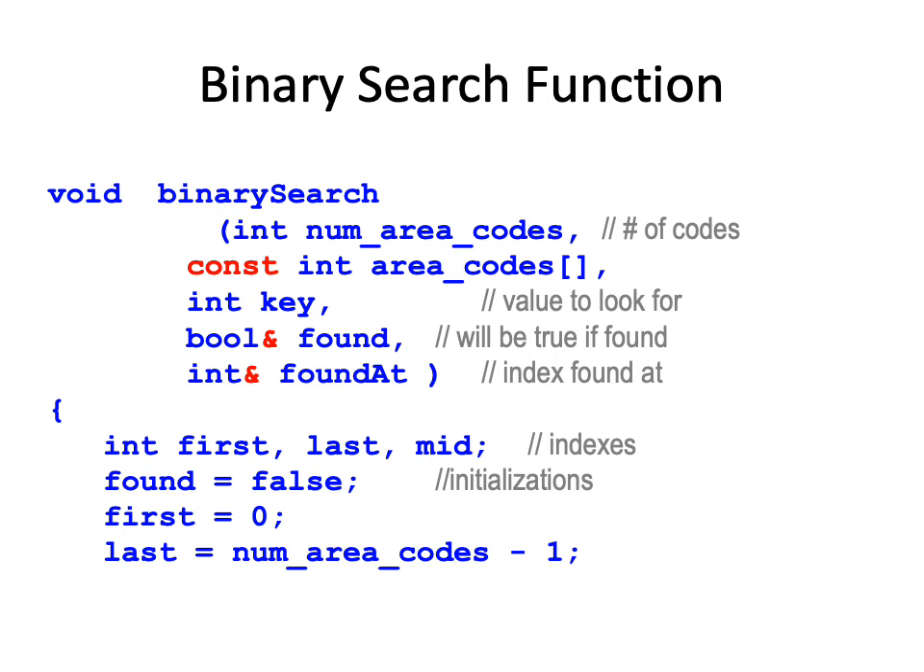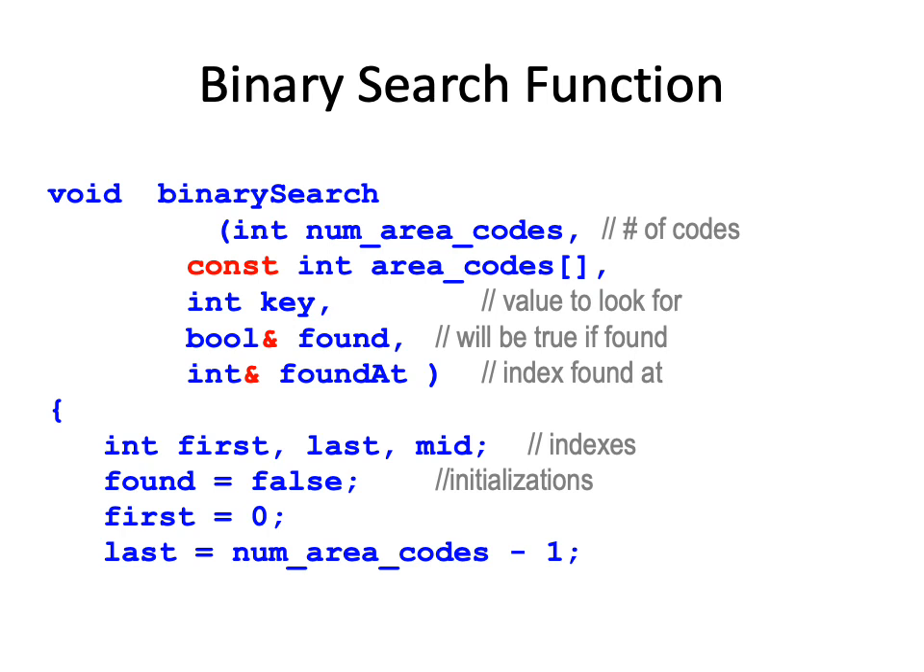The next parameter is const int area codes, which is an array of integers. That's the array of possible values that we're looking for. And again, that has to be sorted. Then int key, that's the value that we're looking for. That's our search term, if you will. Bool found, we're passing that by reference. That's going to be an output reference parameter. So we don't care what its value is coming in, but we're going to store a Boolean, either true or false, to tell us whether we found a value in the array.